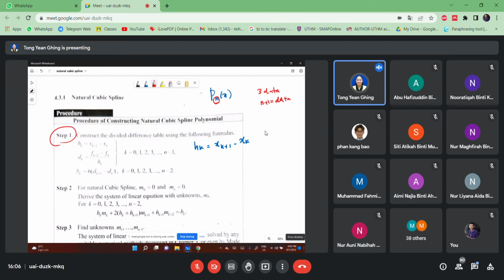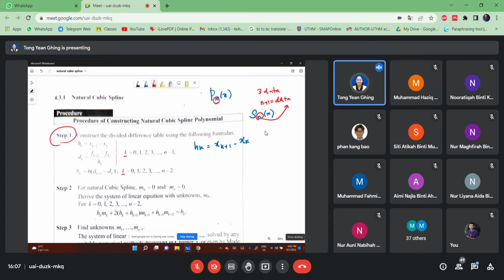So before this, we used P. But for the cubic spline, we will use S, S_n(x). So the n is based on how many data points. That means n plus 1 equals the number of data points. If we have 3 data points, then our n is 2. Before this, you learned using i. Now we change to k.